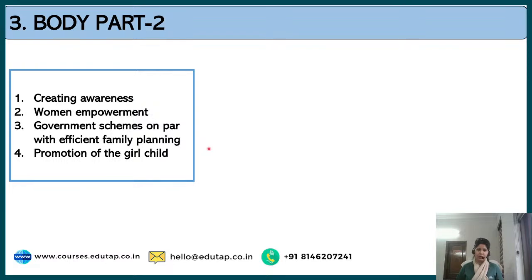Then promotion of the girl child. What happens in most families in India, or in Asian societies, not just in India, but in ancient Asian societies, is that preference for a male child is more, because traditionally the daughter moves on to the next house, and it's the son who's left behind to take care of the parents, or to work and get money in the family. But now, times are changing.